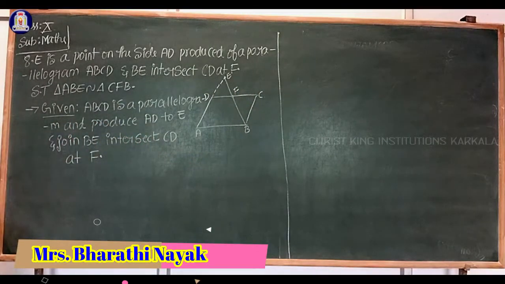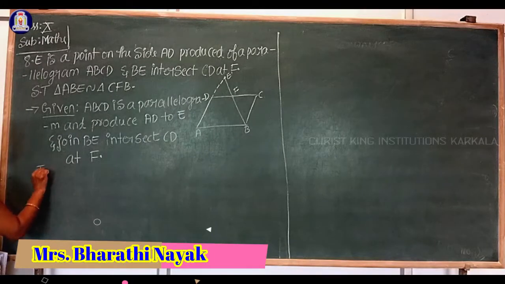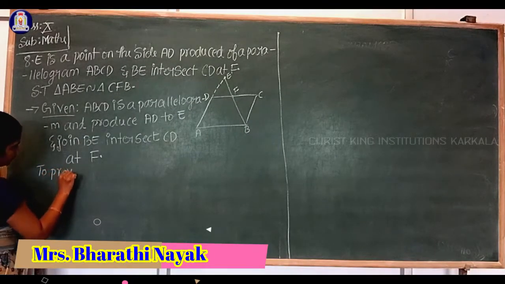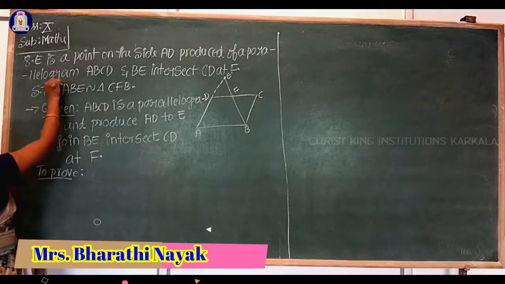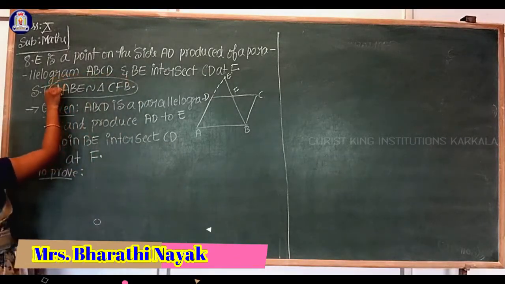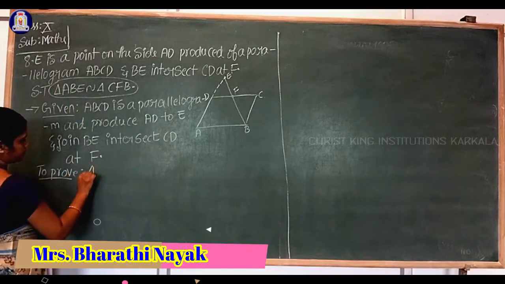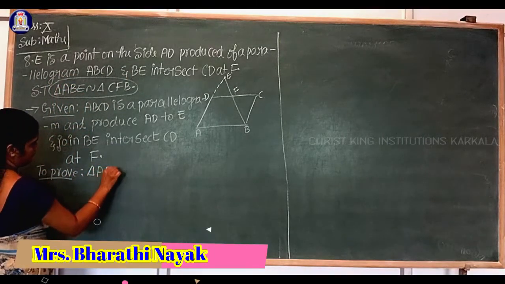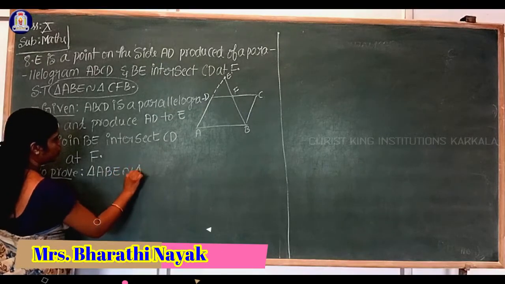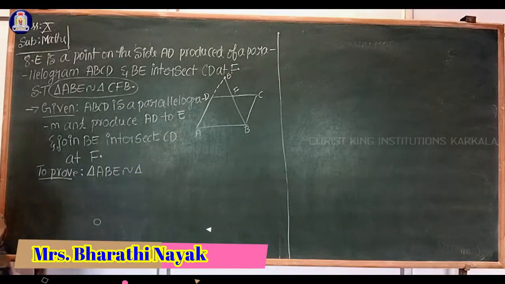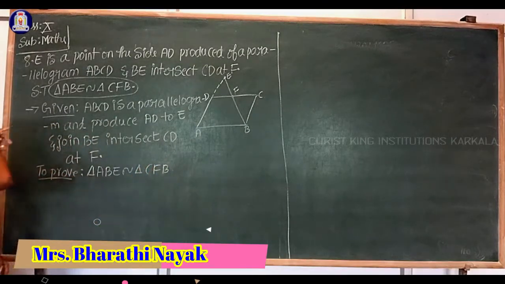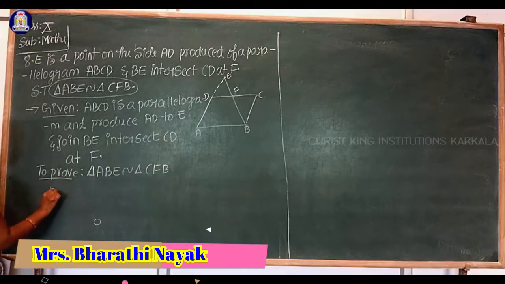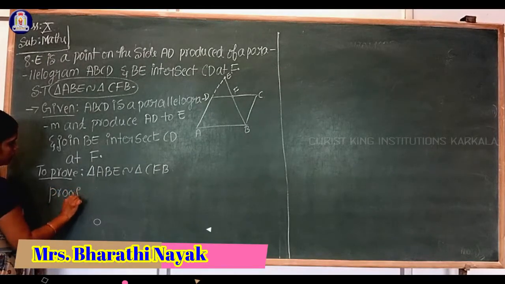So next, to prove. What we have to prove here, according to this question, is that triangle ABE is similar to triangle CFB. This is C, this is F and this is B. So this is what we have to prove. Next I'll consider the proof part.